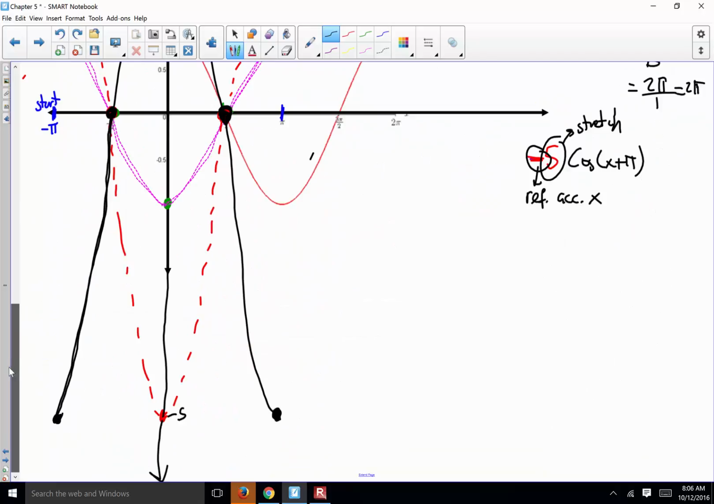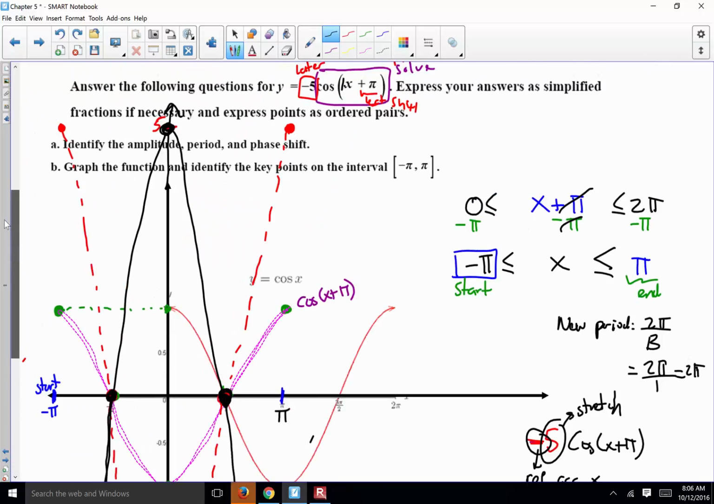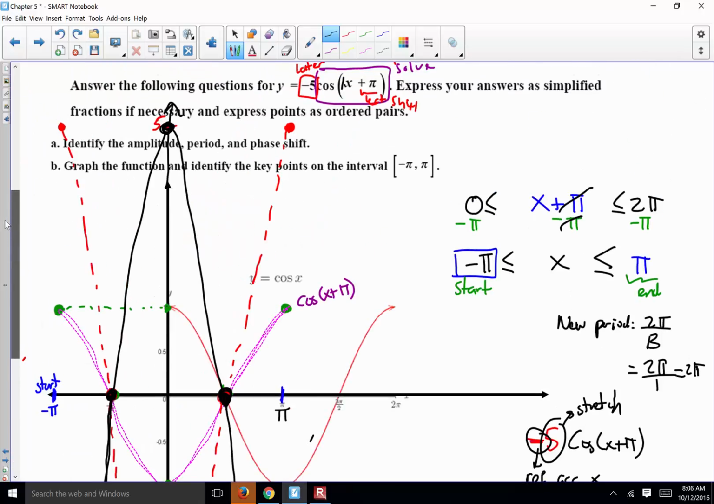This is it. Is it going from minus pi to pi? Yes, minus pi to pi. Reflected, enlarged 5 times. Okay? Any questions? We need to identify a couple things here.